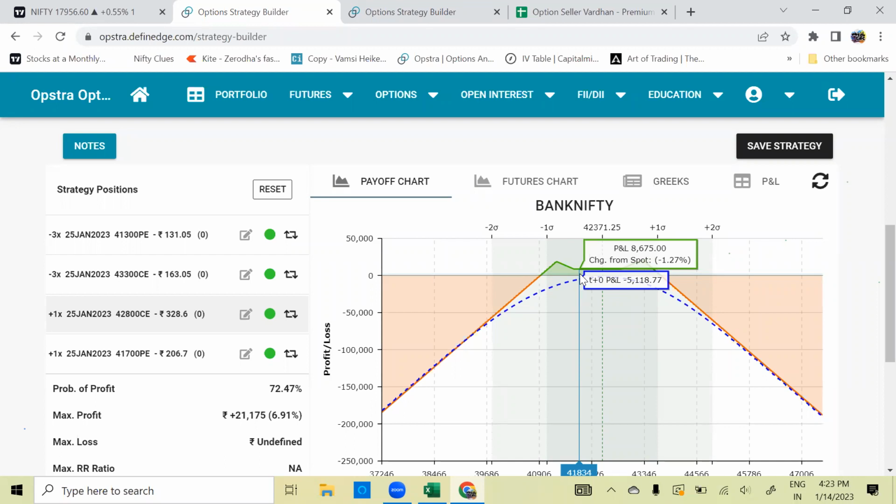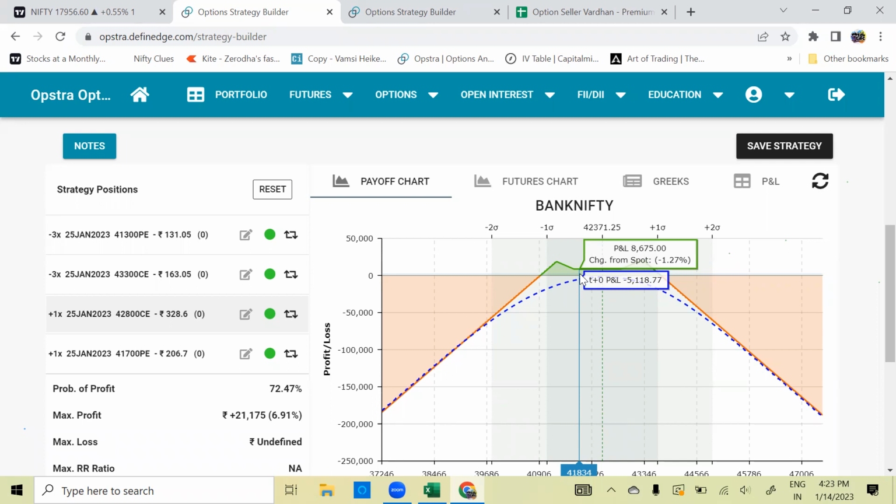Sometimes what happens is, presently VIX is 16. Sometimes VIX will go to 20 or 22. At that time the premium will be a little higher. So you need not buy at just 500 points. You can even buy at 1000 points, then you can sell another 300, 400 points away. That way also it can be done.